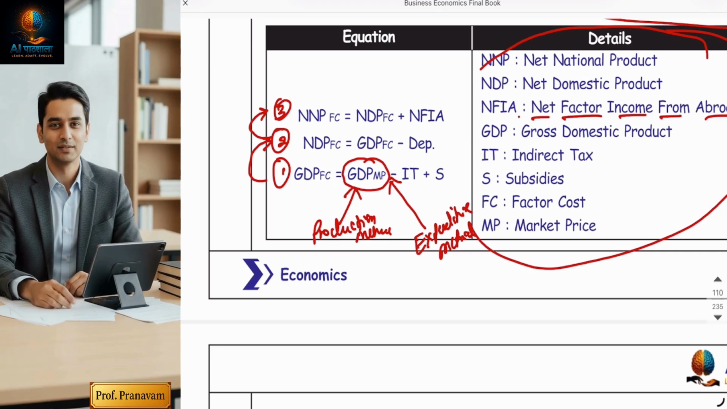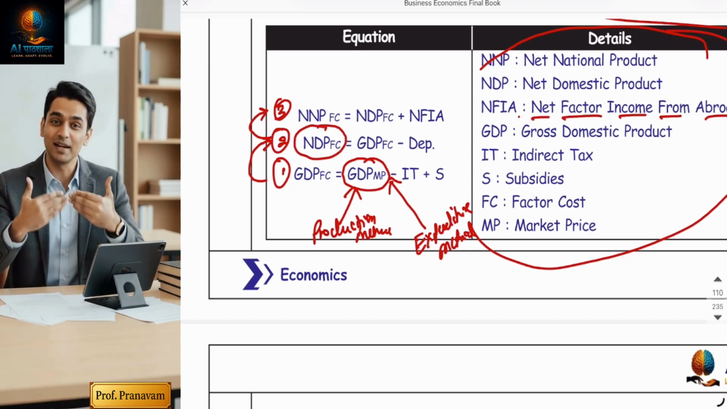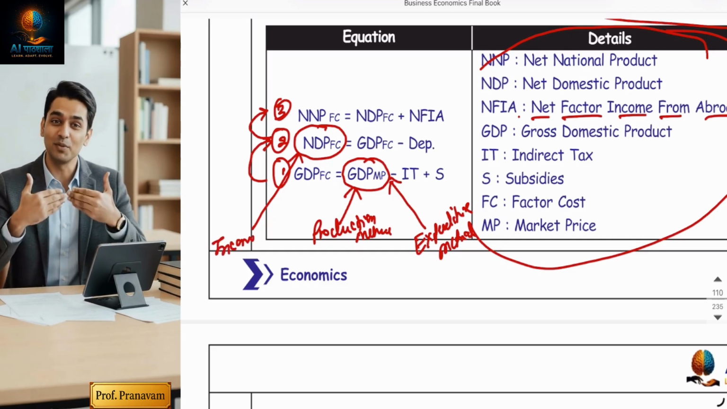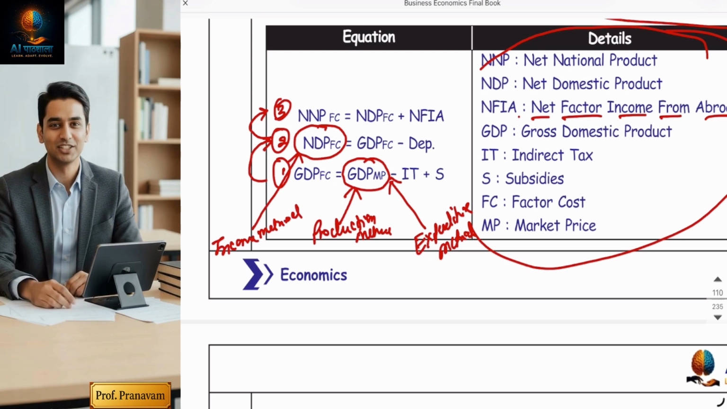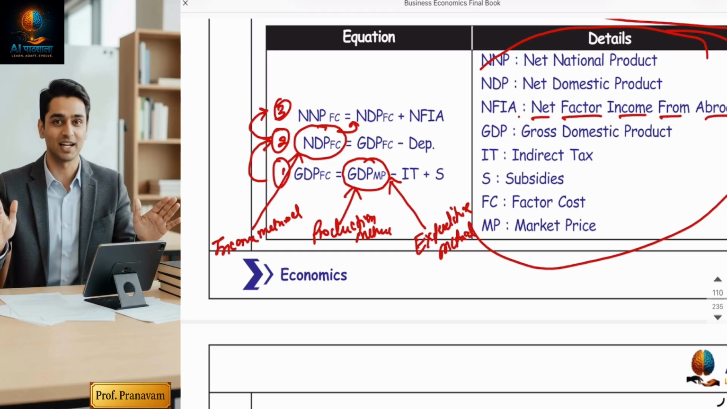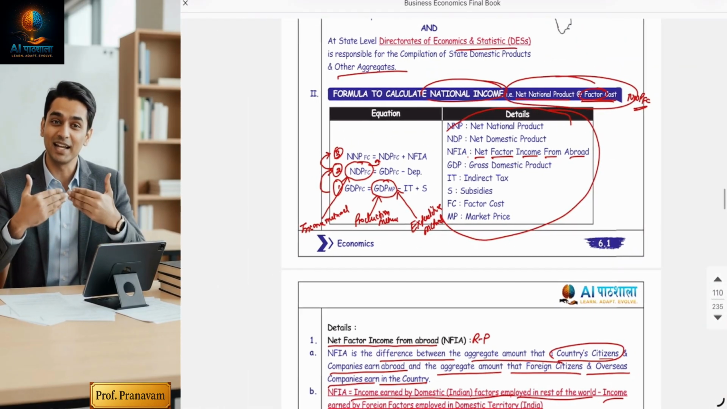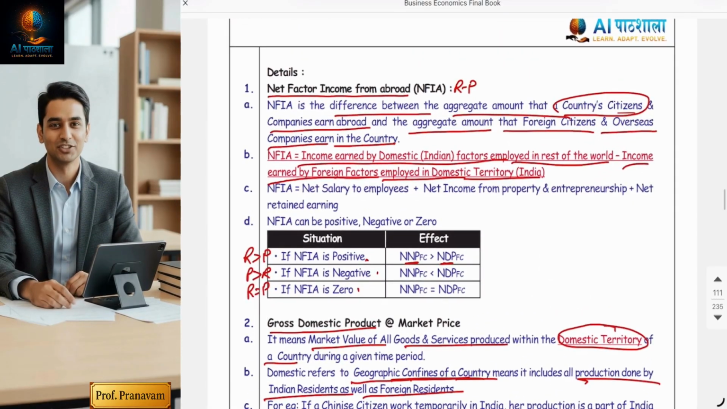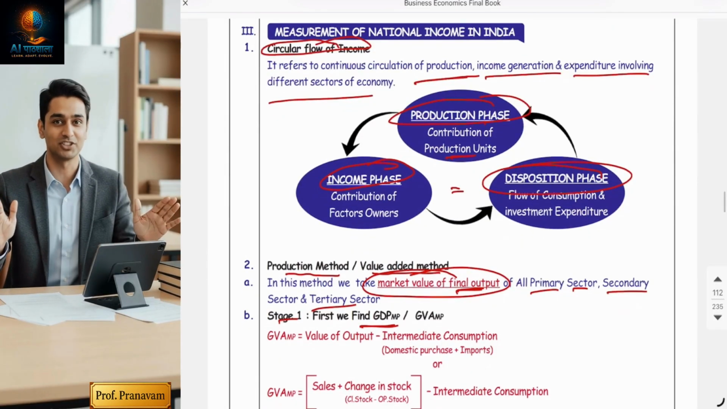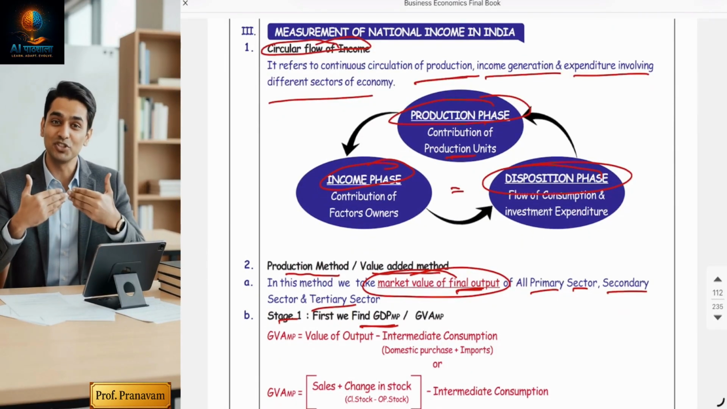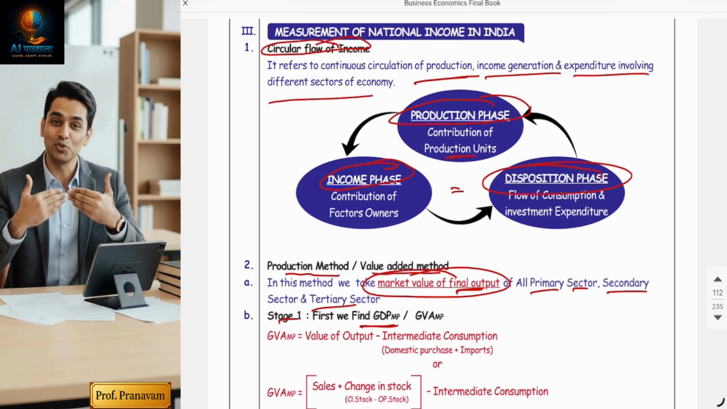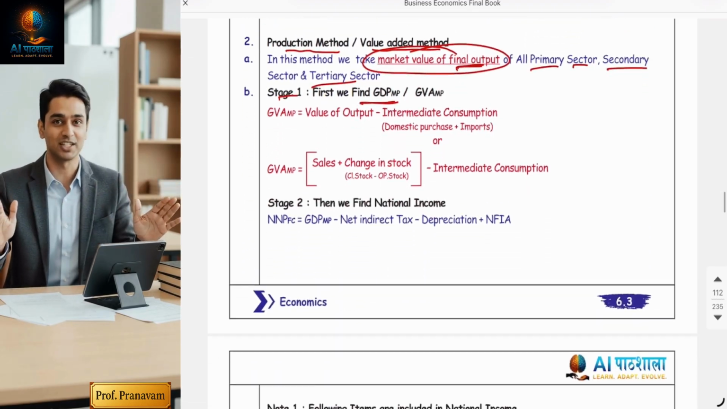But from the income method, we are going to get directly to the second stage, that is NDP at factor cost. That I'm going to explain, but first you understand. And then from NDP, you just add NFIA and you get NNP. So guys, you are learning different points, but ultimately this entire chapter is just a single formula. This theory is extended because we are understanding each and every aspect of the formula.